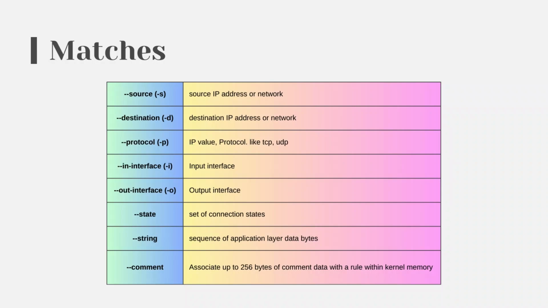The most important matches are: --source or -s, match on a source IP address or network; --destination or -d, match on a destination IP address or network; --protocol or -p, match on an IP protocol value; --in-interface or -i, input interface, for example eth0; --out-interface or -o, output interface; --state, match on a set of connection states; --string, match on a sequence of application layer data bytes; --comment, associate up to 256 bytes of comment data with a rule within kernel memory.